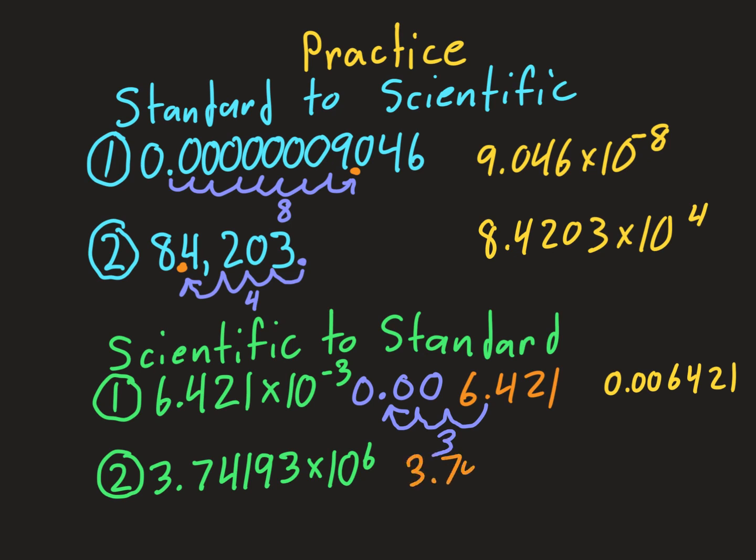Lastly, let's look at 3.74193 times 10 to the 6th. In this case, we need to move 6 places to the right because the exponent is a positive 6. So let's start moving. 1, 2, 3, 4, 5. We do not have enough places, so we need to add our ghost 0 and keep going. 6. So our new number is 3,741,930.